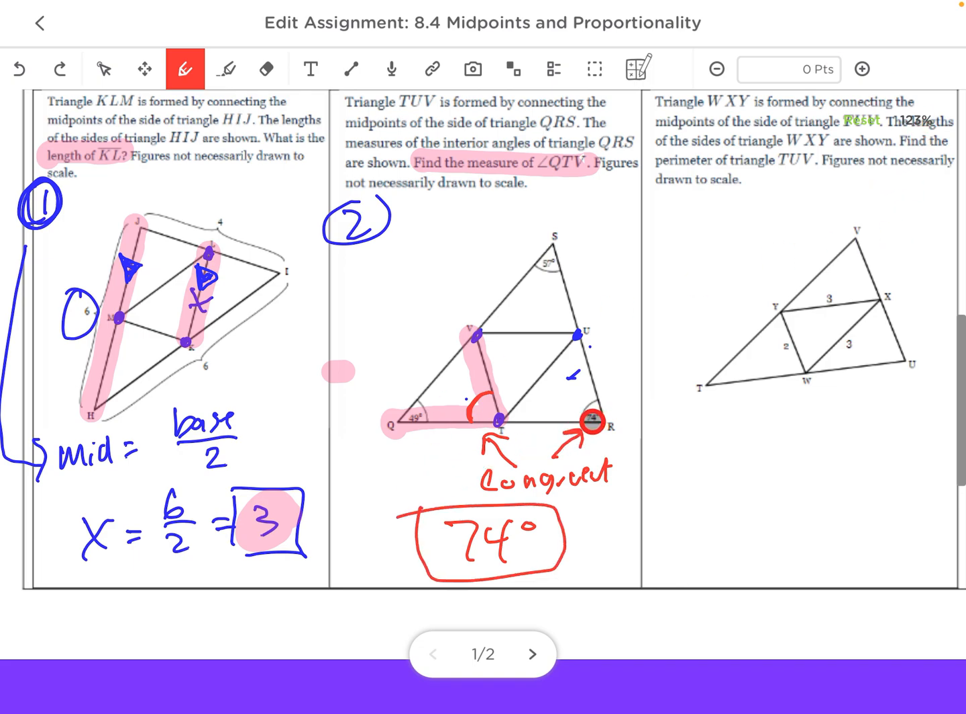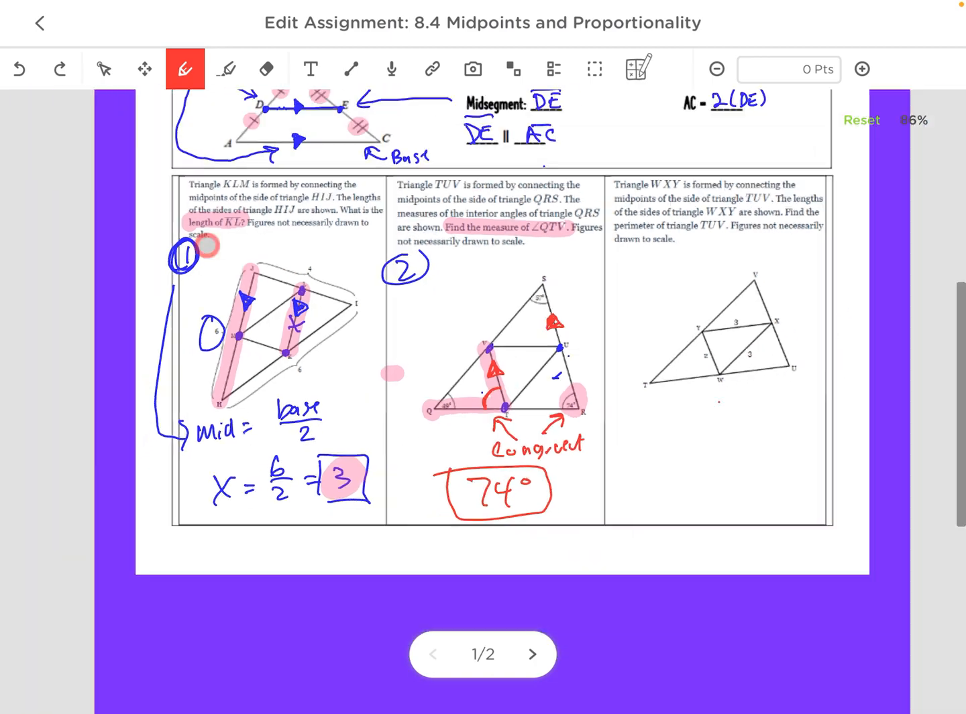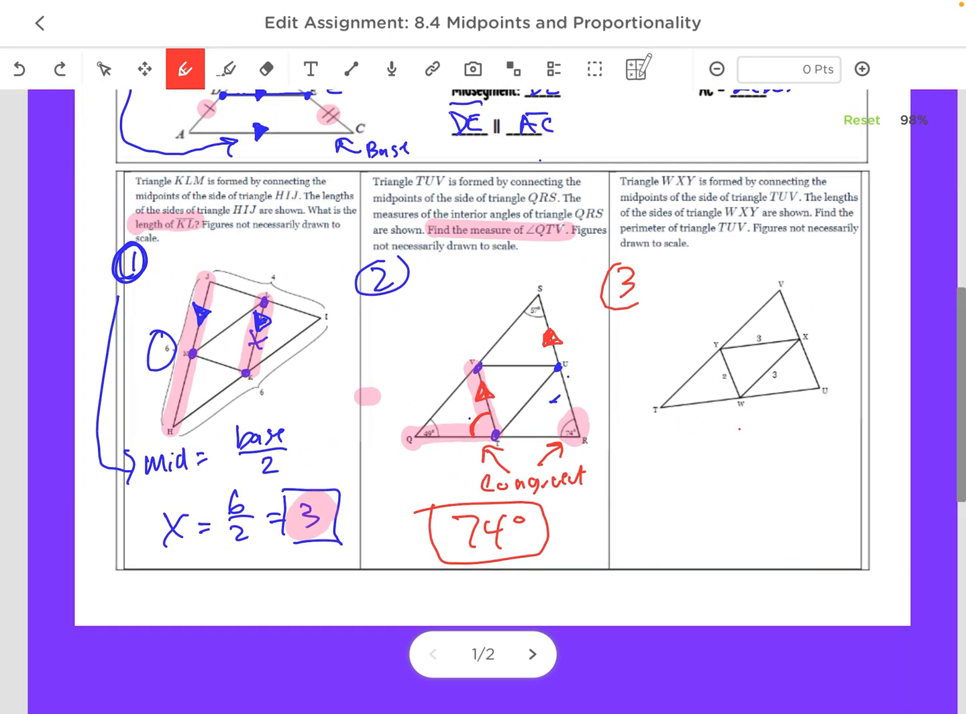Once I know this, then I know that has to be that same amount, because this is parallel to that because those are midpoints. So that's our second style. Now let's go to our third style. On this third style, it says WXY is formed by connecting the midpoints. The lengths of the triangle are shown.